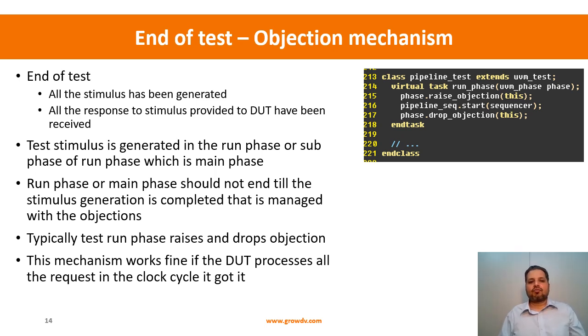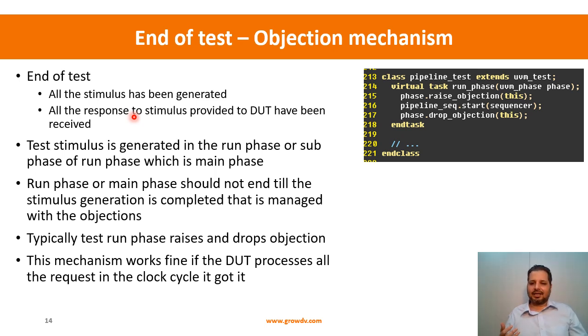So end of test, what this means is that we need to make sure, at a very simple level, right? Like if you remember in our verification introduction session, we had said verification is about two things. We had talked about even our verification goggles. So it is about generating the stimulus and doing the response checking. So any end of test means that all the stimulus has been generated from your test bench, and then all the responses to the stimulus that is provided to the DUT have been received, right?